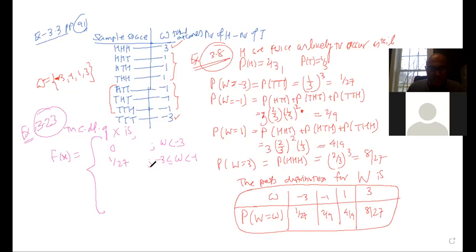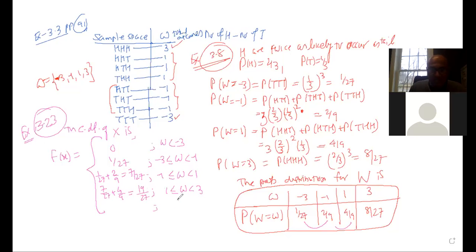So 1 over 27. Then for -1 less than or equal to w less than 1, this plus this now. So it is 1 over 27 plus 2 over 9, and that is equal to 7 over 27. And then for 1 less than or equal to w less than 3, it is now 7 over 27 and one more, 4 over 9. So that is equal to 19 over 27.